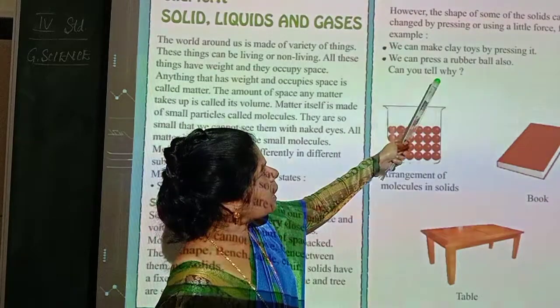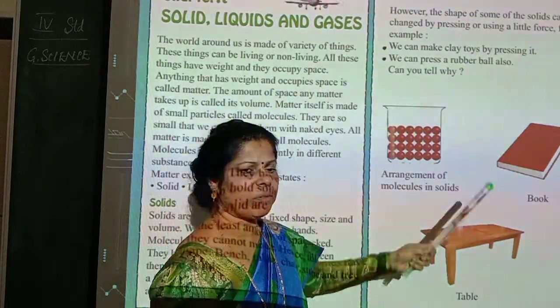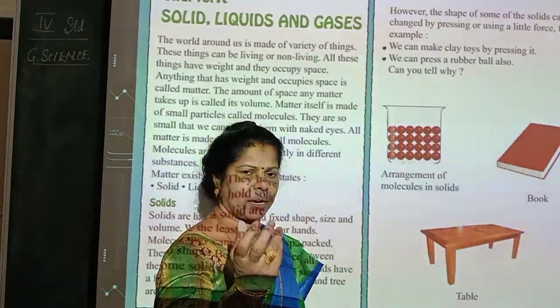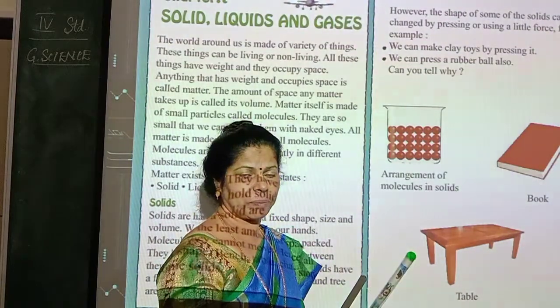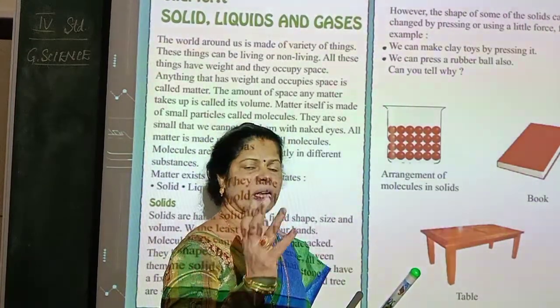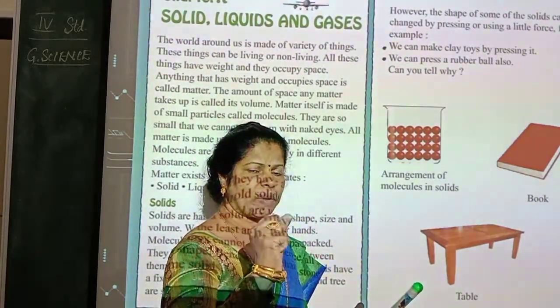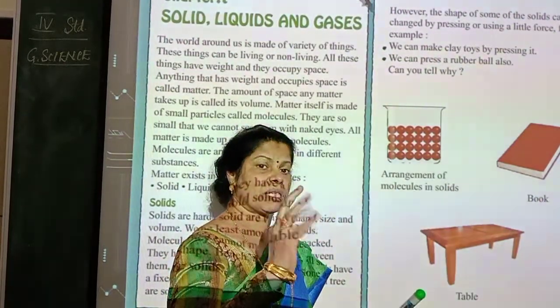We can press a rubber ball also. Can you tell why? Even the rubber ball is hard. Hard, but not hard like a duster. No, it is between hard and soft, you can see in a rubber ball. So when you press, what happens? It will press. It will change shape.